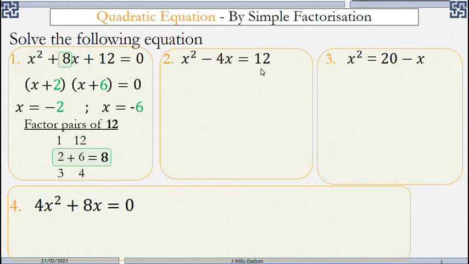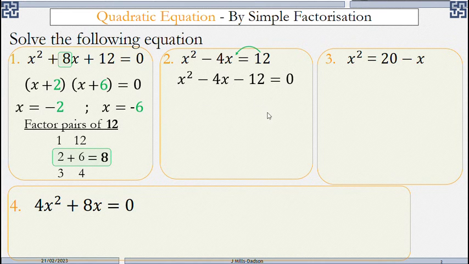Now when you have it this way, make sure that always the quadratic expression is in the format equal to 0. You realize that this is not equal to 0. So the first thing you need to do is rearrange it and bring the constant onto this side. So how do I make this side equal to 0? By taking away 12 from both sides. So you're going to have minus 12 from this side and this will become 0. So that's how it's going to be before you start factorizing.